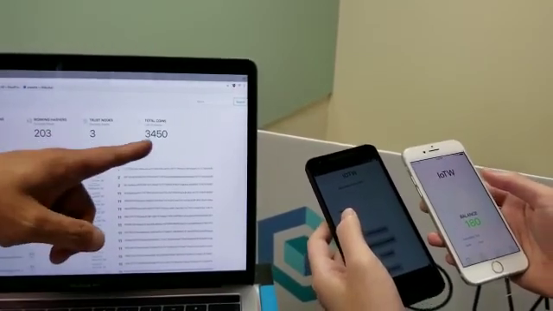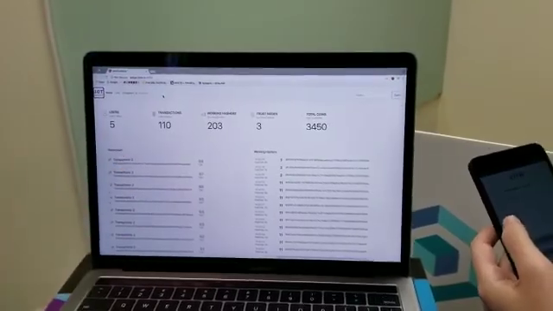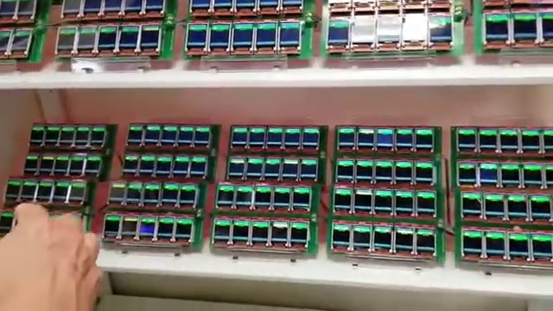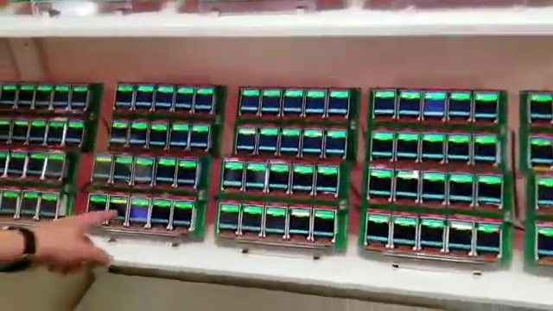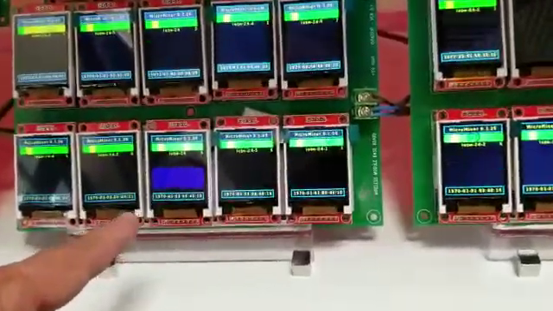Okay, you look at it, it goes up by 50, from 108 to 110. All right, so the transaction is complete. Let's take a look at which machine picked up that transaction. This one. You saw the blue right here? After a transaction, it will go blue.